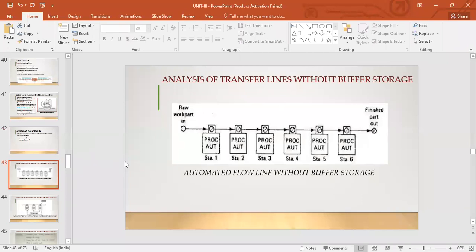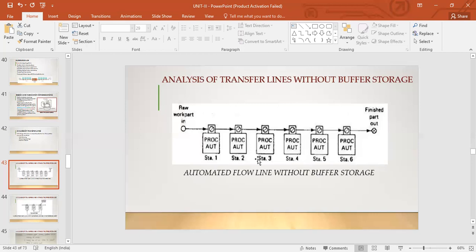So you see, if you consider without buffer storage, okay, this is a transfer line without buffer storage. So the raw work parts come in, okay, and then they are processed through every workstation, right? Station one, station two, and so on. And in the end, you have a finished part. Okay, that's your automated flow line. Inline basically, as you can say. So it's an inline automated flow line.